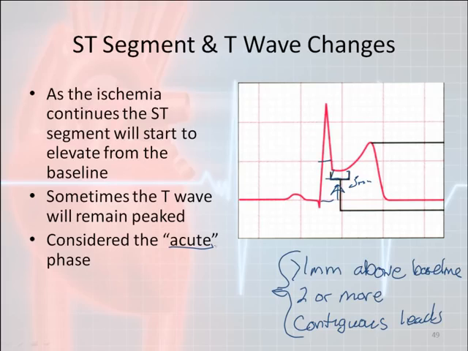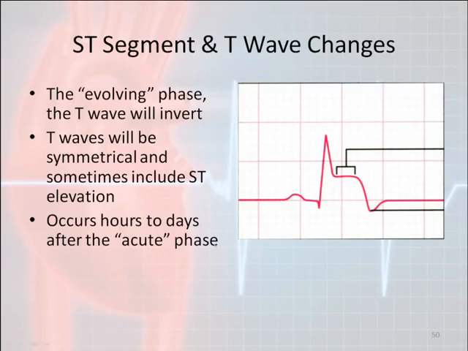The next phase that you're going to see is the evolving phase. Now the evolving phase, what will happen is your T wave, which was going up this way, has now everted. But look at this, we still have our ST segment elevation. This could occur hours to days after the acute phase. It may not occur at all. We may not see this at this point in time. But the point is that for the evolving phase, the T wave will evert or invert with ST segment elevation.